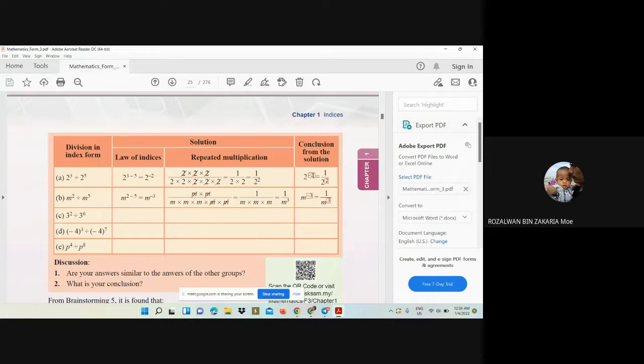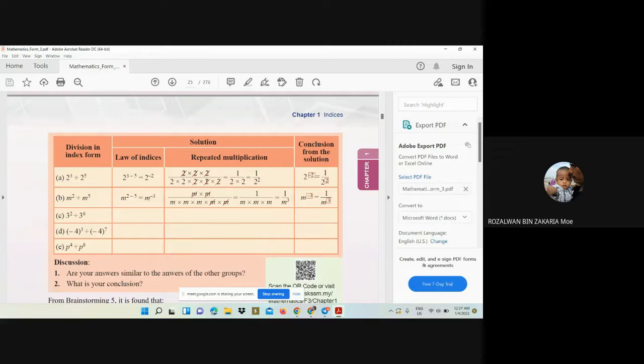So the conclusion from this one, it is 2 power of minus 2. Actually, you can write it is equal to 1 over 2 power of 2. So same here with the B here, m power of 2, you divide with the m power of 5. According to the law of indices, m power of 2, you minus with the power of 5, you will get answer m power of minus 3.